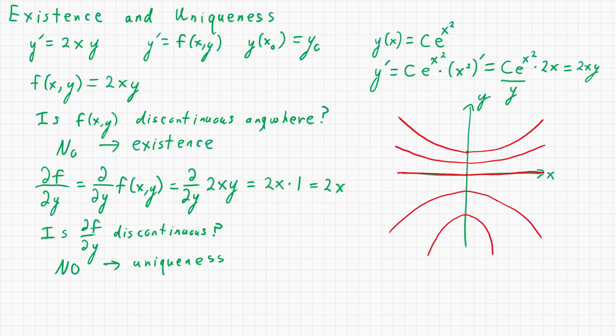But yeah, this concludes our first example. So we tested f of x comma y. It wasn't discontinuous anywhere, so we knew we were going to have an existing solution. We also tested partial f partial y and computed that. That wasn't discontinuous anywhere, so we knew we were going to have a unique solution going through every single initial condition. And it turns out we can solve this particular differential equation. The ones coming up we won't be able to, but the solutions end up looking like these, kind of parabola shaped.